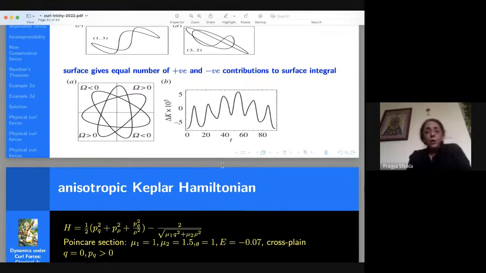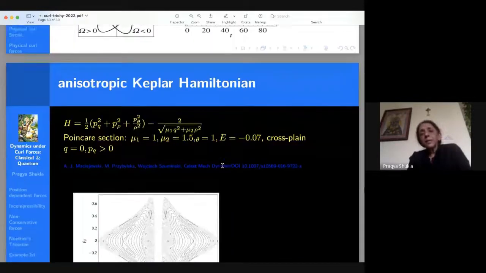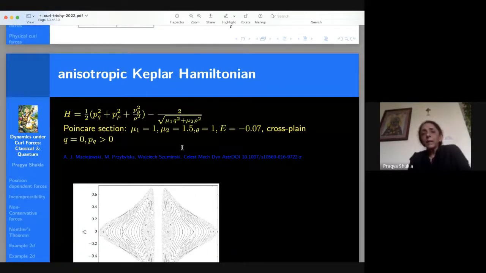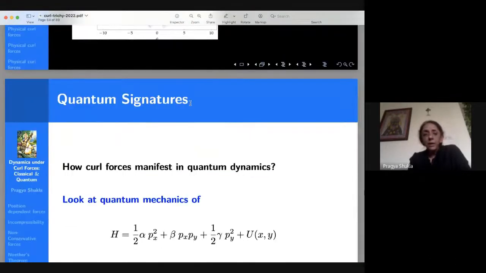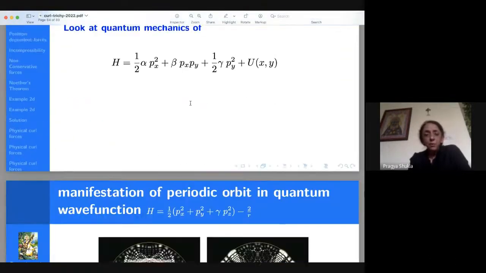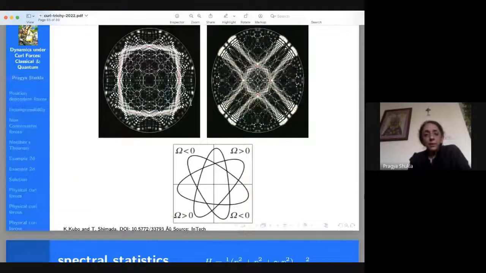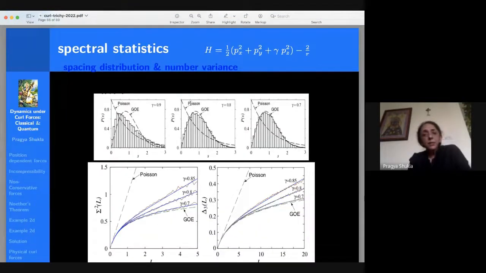There is a very standard thing we have already looked at, the anisotropic Kepler Hamiltonian, which is of course of this form. So basically the anisotropic Kepler Hamiltonian is an example of a curl force Hamiltonian. I had other things to say, but I'm not going to now. You can calculate the spectral statistics of it.